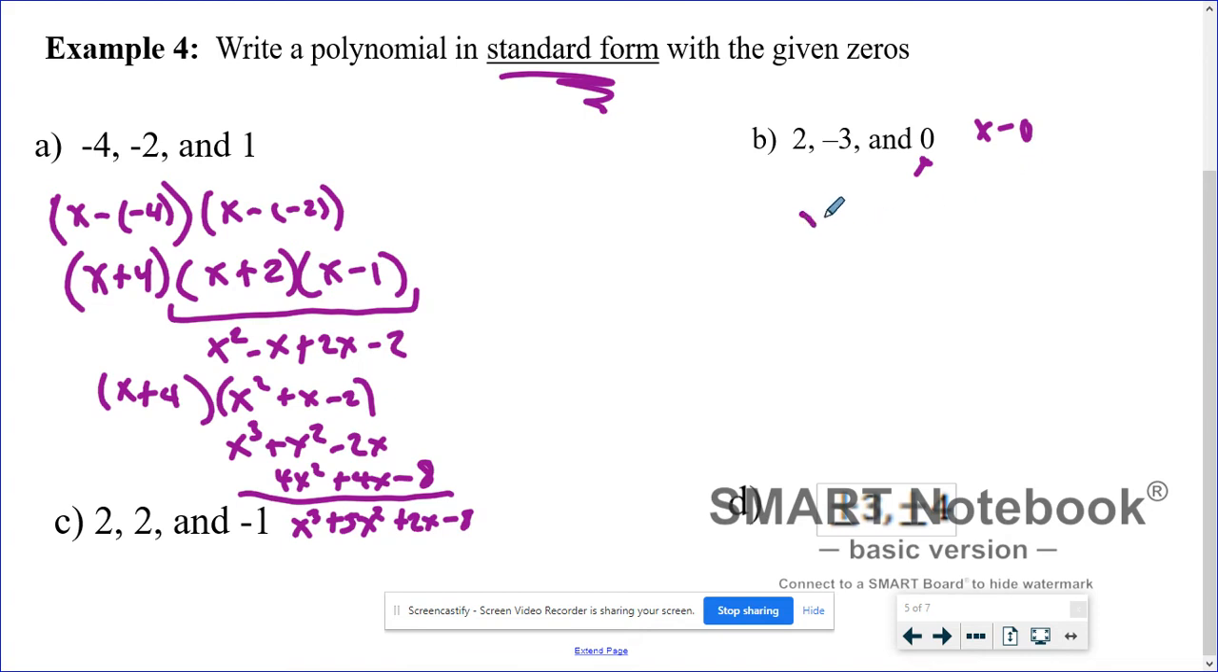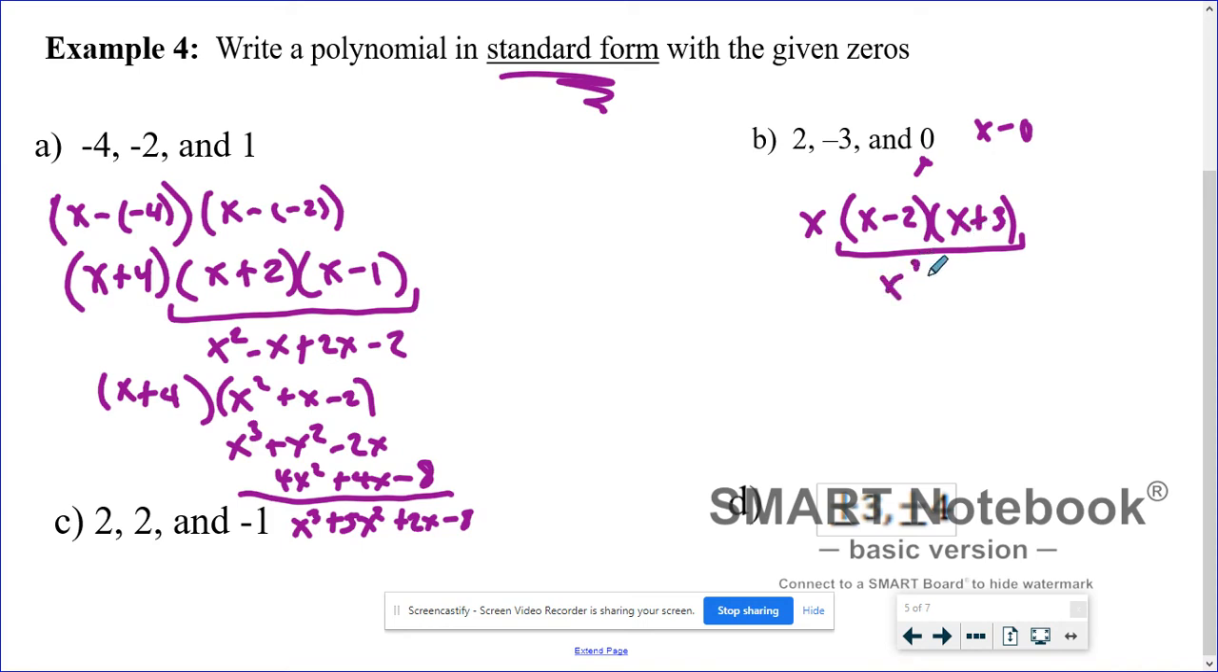It's just x. X minus 2. X minus -3 would be x plus 3. We're going to multiply those together. What I would suggest definitely is do the two binomials first, and then we'll just multiply the x in after.